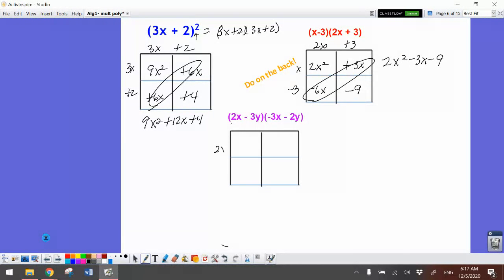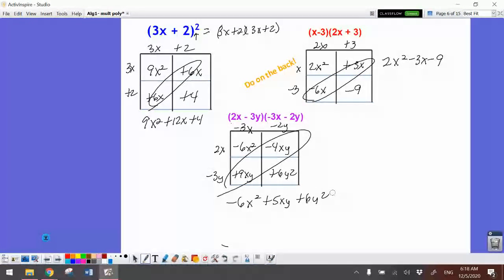And this last one has lots of variables, so I need to make sure and not lose them. So negative 6x squared, a negative 4xy, remember x comes before y, a positive 9xy, and a positive 6y squared. So negative 6x squared, a positive 5xy, and a positive 6y squared. So hopefully that went well.